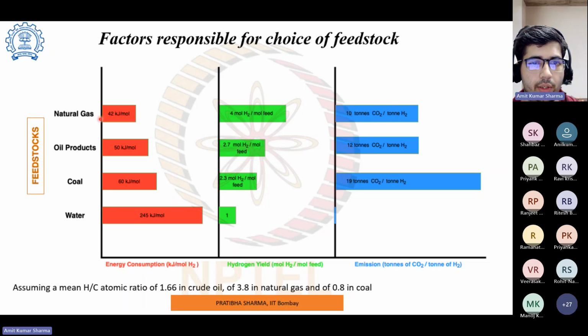Okay, so here you can see natural gas has the lowest energy consumption, the highest hydrogen yield, and also the lowest emission among these compared feedstocks. So that's why it's very popular, and 59% of production comes from natural gas alone, using steam methane reforming.